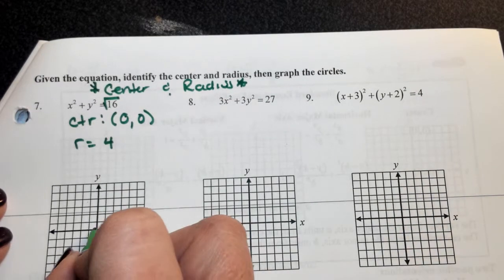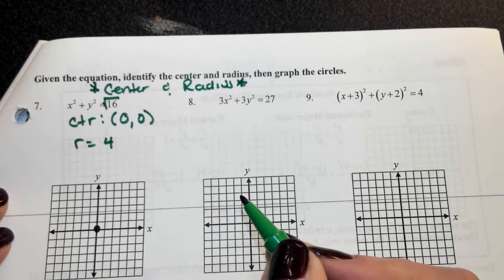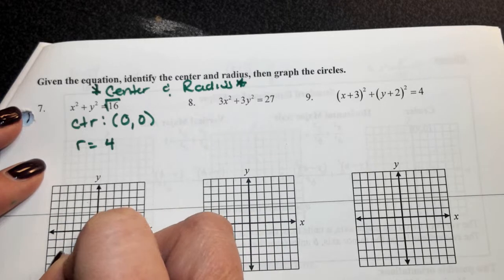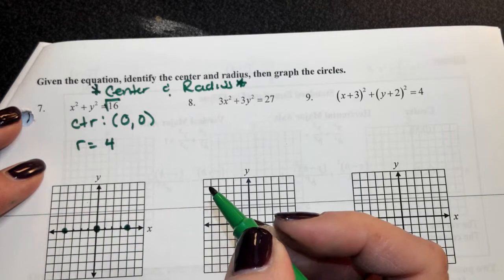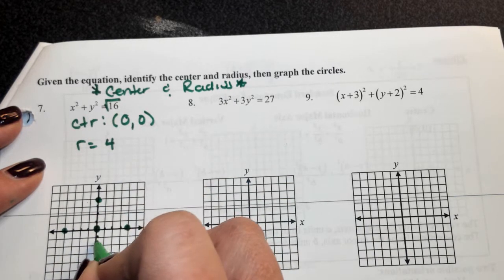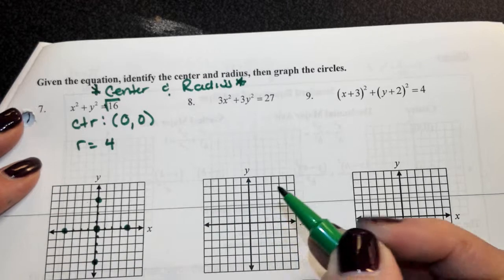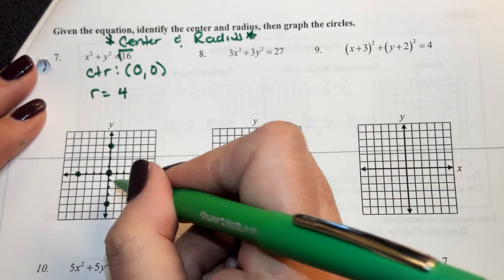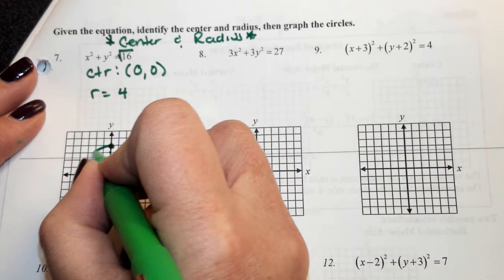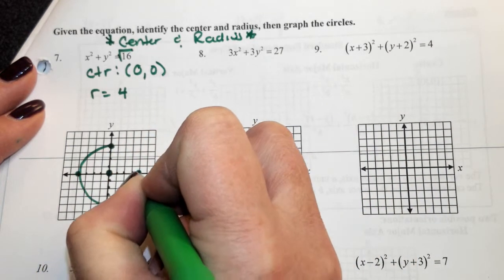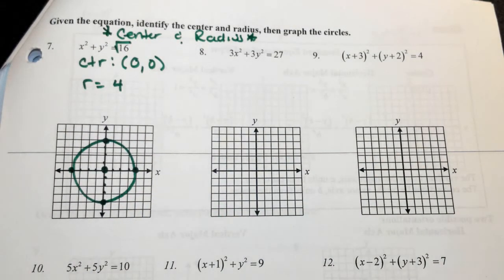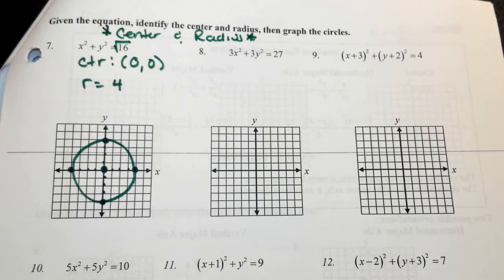So all you're going to do is plot the center. So that's at 0, 0. We know the radius is 4, so count 4 units to the right of the center, 4 units to the left, put a point on the outer part of the circle, 4 units up from the center, 4 units down. And again, connect those 4 points the best you can, drawing a circle. You don't need to get out compasses and draw perfect circles unless you want to, but just draw the circle the best you can.